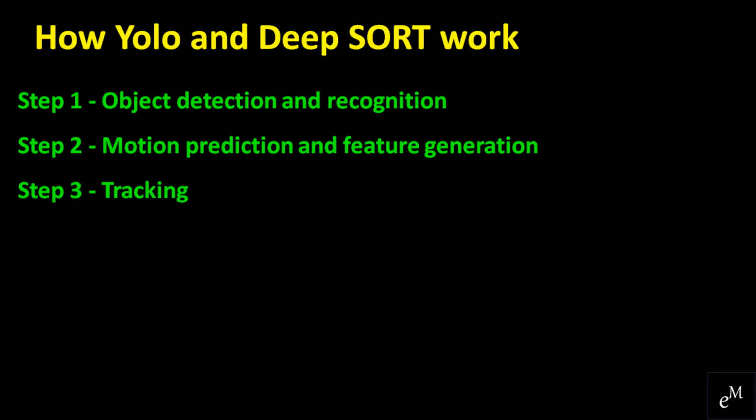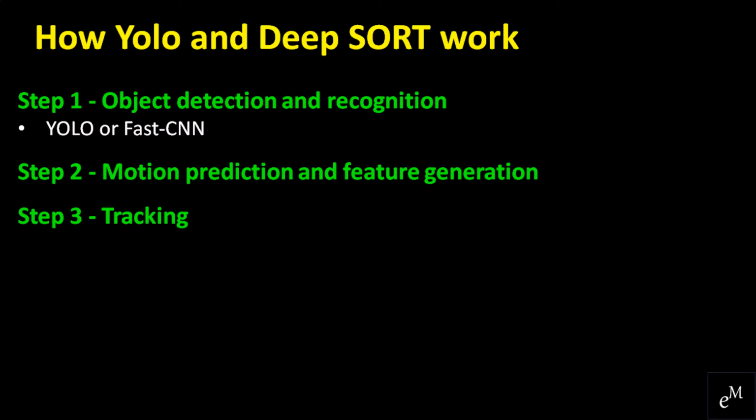The implementation of multiple object tracking can be divided into three generic steps, and that includes object detection and recognition, motion prediction and feature generation, and finally the tracking. In the first step, a technique of object detection and recognition based on CNN is used to calculate the detections. Faster R-CNN or YOLO are commonly used in this initial detection step on every frame. In the programming exercise, I use YOLO version 3 for illustration purposes.